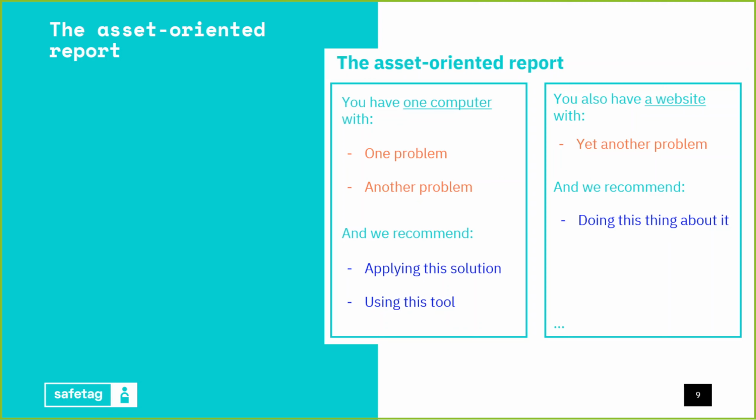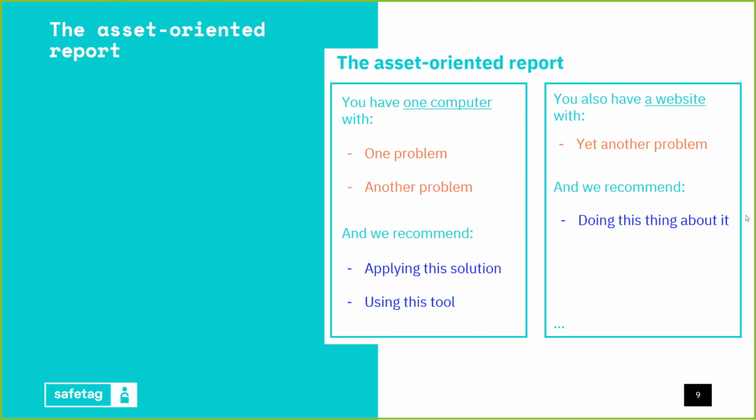The next one is the asset-oriented report. Sometimes they will have a server, a computer, mobile phones, photo cameras, etc. So we can organize the information in our report around all of those assets. This is kind of the example. You have one computer, then you have one problem and this other problem, and we recommend for that computer this solution and this tool. But you also have a website with this other problem, and for that website, we recommend doing this and this.